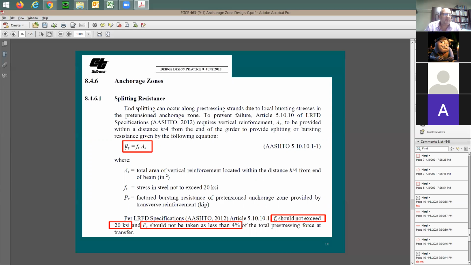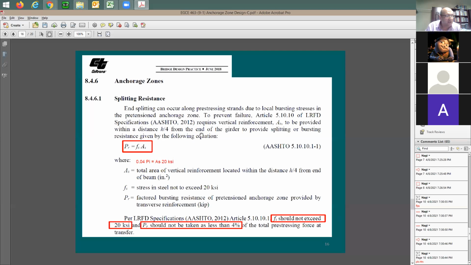So this PR is going to be equal to 4%. Let me write it down here. I'm going to say 0.04 PI, this is going to be the force, equals AS times 20 KSI. Make sense? So what's the 20 KSI? It's going to be FS. And this is going to be AS for the tie itself. And what is PR? It's going to be 4% of PI. So I don't need here a transfer length. I don't need anything. So the equation is going to be so simple.